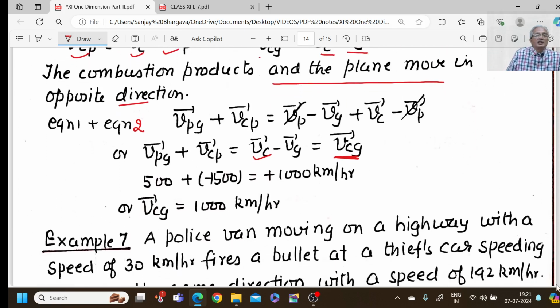So VPG is 500. VCP has opposite direction to the motion of the plane, so we write it as minus 1500. So the net velocity is 1000 km per hour. So the velocity of combustion products with respect to the ground is 1000 km per hour.